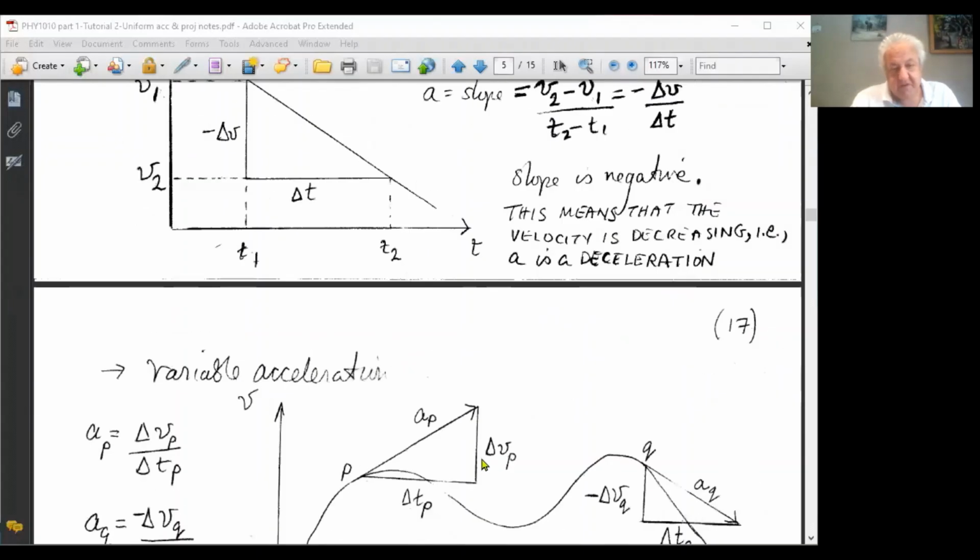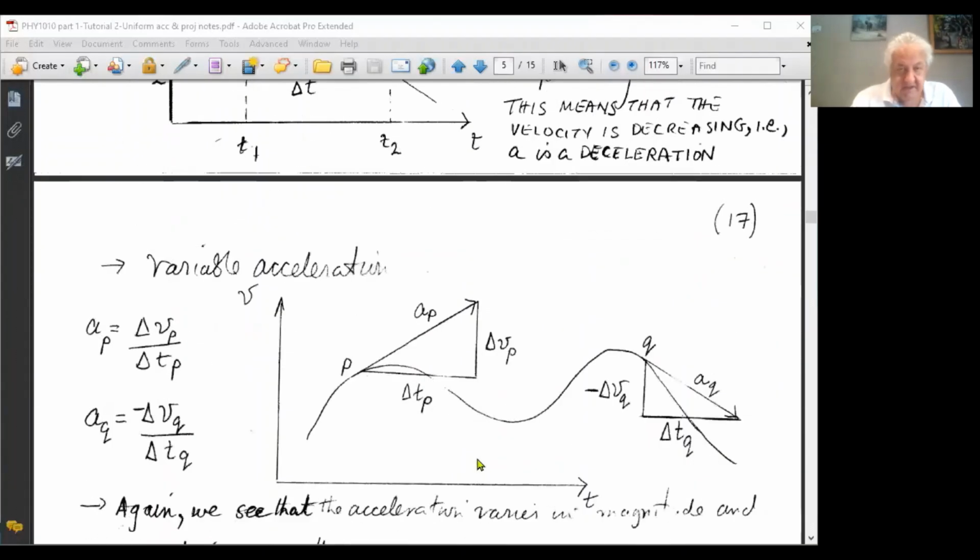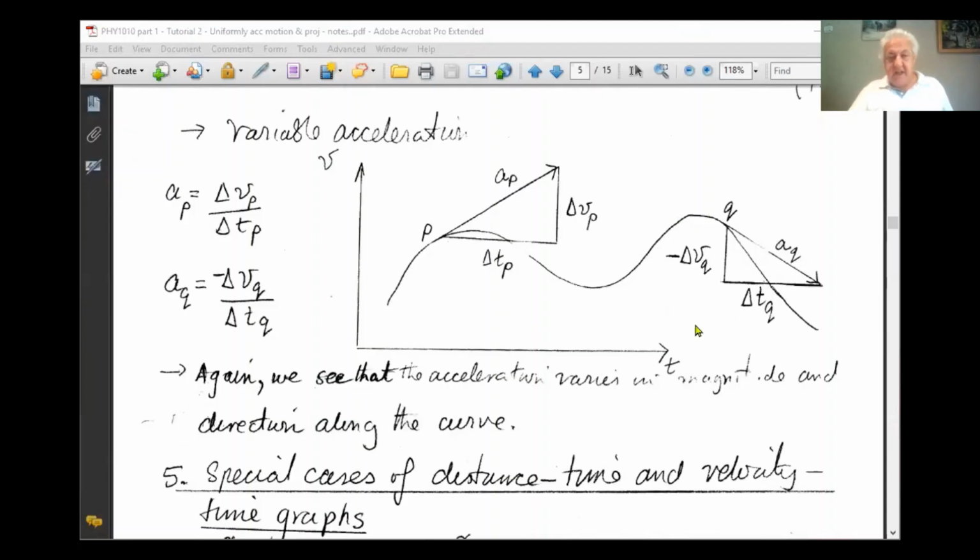And we come now to variable acceleration. We can find the acceleration at any given point by drawing the tangent to the curve on the velocity time graph, not the trajectory, but the curve, and we can find the acceleration at any particular point. So again, we see the acceleration varies in magnitude and direction along the curve.